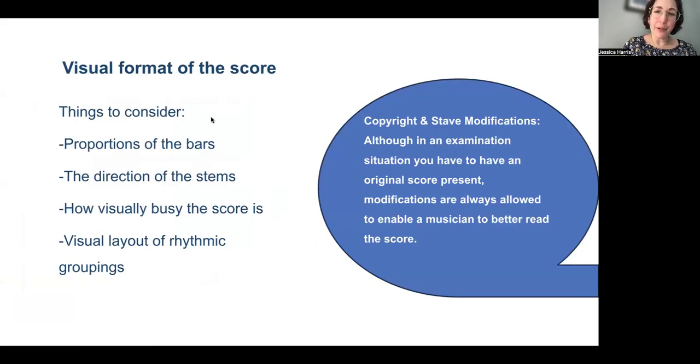Thinking about the visual format of a score, some things to consider might be the proportions of the bars, the direction of the stems, how visually busy the score is, and the visual layout of rhythmic groupings. Just a note on copyright: in an exam situation, although you have to have an original score present, modifications are always allowed to enable the musician to better read the score. So please don't be afraid of making any modifications that are going to help you perform and be able to read the music easily.